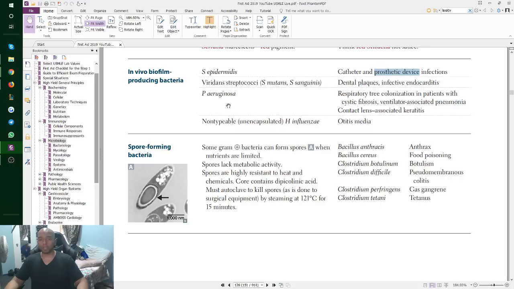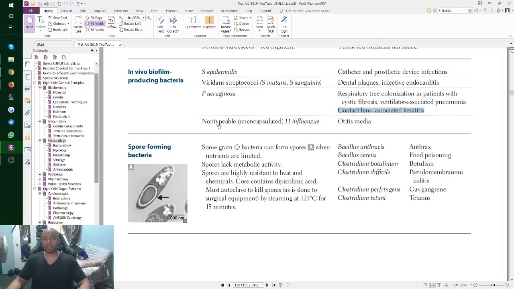Pseudomonas aeruginosa, right? They tell you here respiratory tree colonization in patients with cystic fibrosis. Also ventilator-associated pneumonia, and we're going to talk about that when we talk about pneumonia. And the last thing is contact lens-associated keratitis, right? I wear contact lenses as well. And you have to know that it's not a good idea to go in a swimming pool while wearing contact lenses. That's not a good idea at all. That's one of the things because of Pseudomonas aeruginosa.